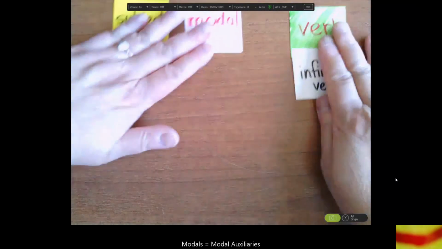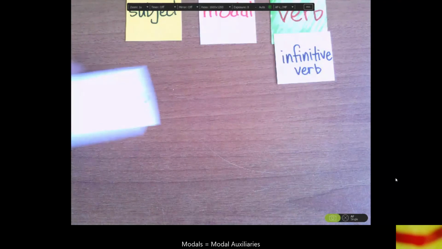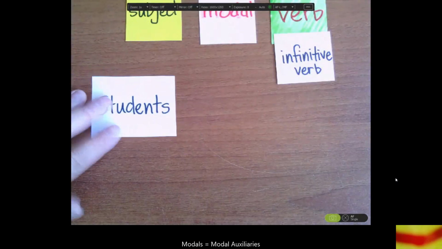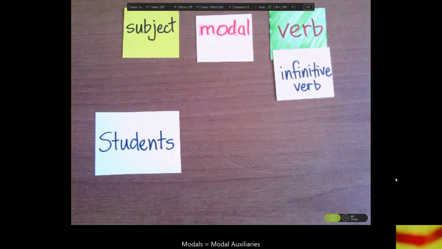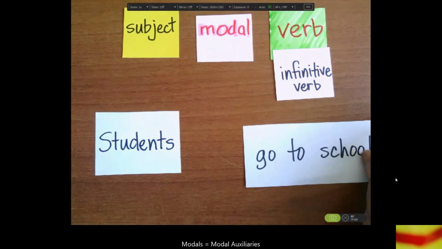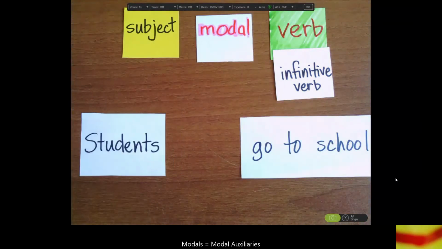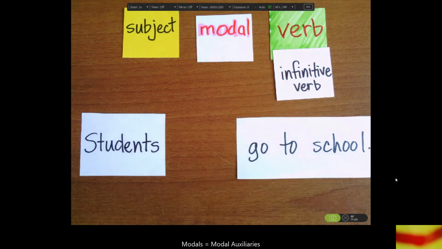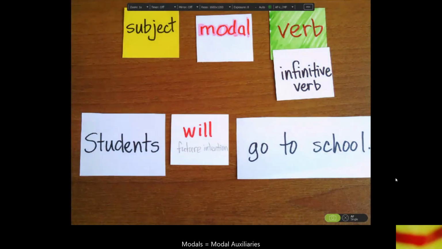Now, let's take a look at a sentence. So in this case, students are the subject. The verb is go to school. I want to show you how a modal can change the nuance or the flavor of the sentence. It will give it a totally different meaning than if we just said students go to school, which is a basic sentence. If I say students will go to school, that means it is a future intention. So for example, in August, students will go to school. I understand that it is in the future.